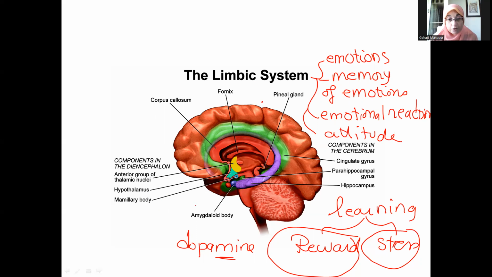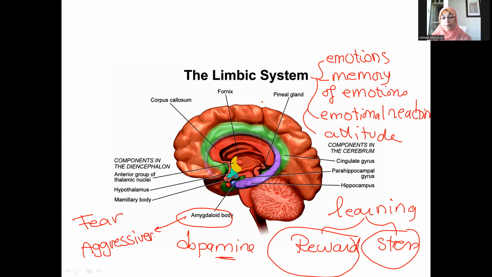In the limbic system, we also have the amygdaloid body, and the amygdaloid body is related, not controlling, it is related to your fear, your aggressiveness. And there were experiments that were done on the amygdala, once stimulating it, once removing it, and to see how this would make the animal more aggressive or less aggressive, feeling more fear or feeling less fear.